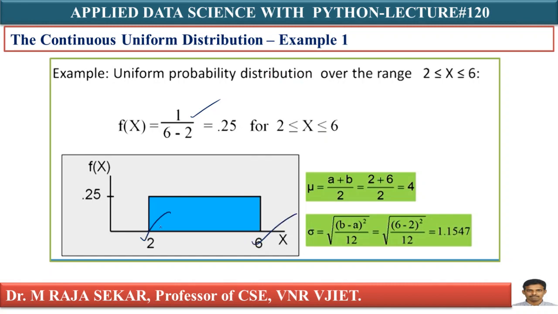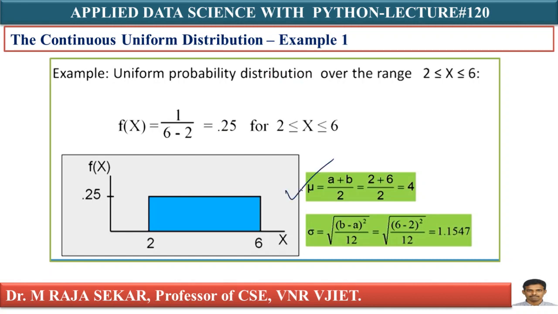Let me say this is 2, this is 6. The probability of every point in between 2 and 6 is 0.25. That's why it's a uniform distribution. What is the meaning of 1 by 6 minus 2, which is 0.25? I can say the probability of any value, that may be the probability of 2, probability of 3, probability of 4, probability of 5 or 2.5, each and every possible value in between 2 and 6 is 0.25. That's why it's a uniform distribution.